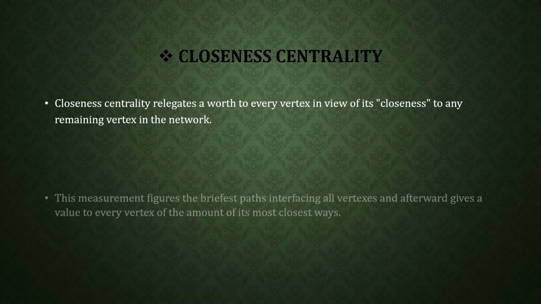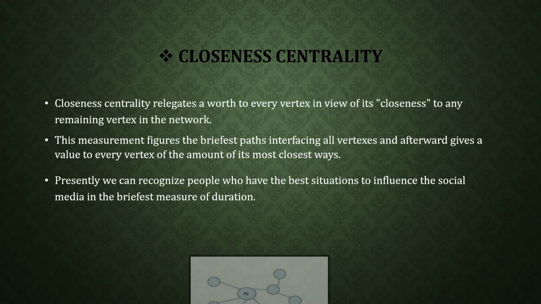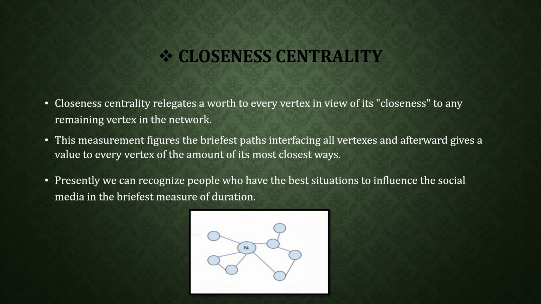Closeness centrality. Closeness centrality assigns a value to every vertex in view of its closeness to all remaining vertices in the network. This measurement figures the shortest paths connecting all vertices and then gives a value to every vertex from the sum of its closest paths. Now, we can recognize people who have the best positions to influence the social media in the shortest amount of duration.